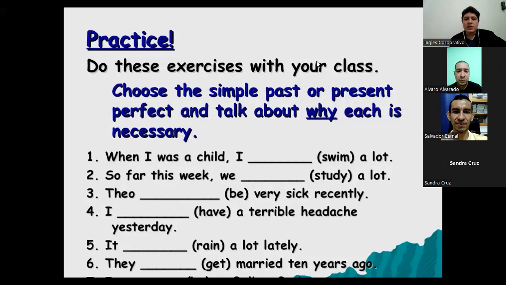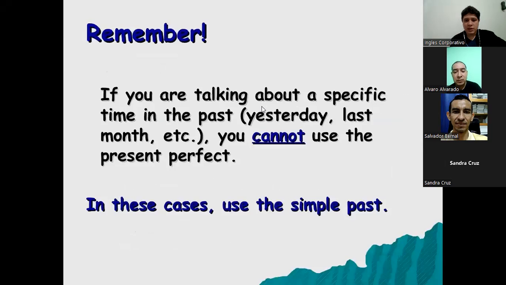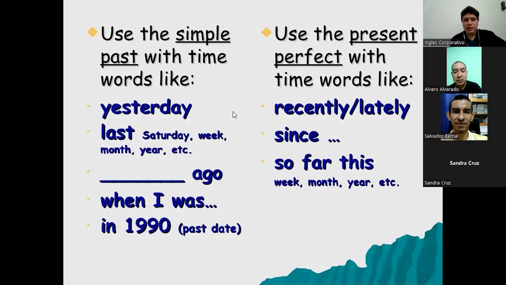I had. Yeah, so el pasado de have, right? Pasado de have is had. I had a terrible headache yesterday. Okay, es past porque tenemos yesterday, right? Recordemos que no podemos utilizar present perfect si tenemos estos, right? En este recently, okay, como vimos, let's see. Como vimos aquí, right, guys? Aquí tenemos una simple past, podemos utilizar estos, ¿ok? Pero para present perfect no los podemos utilizar. Para present perfect podemos utilizar estos, right?